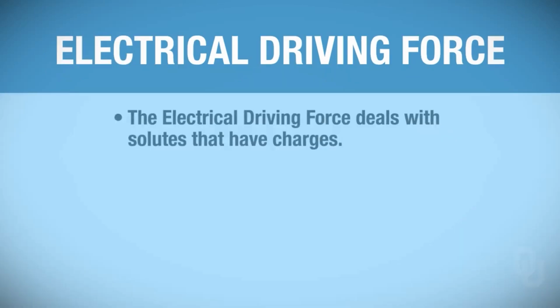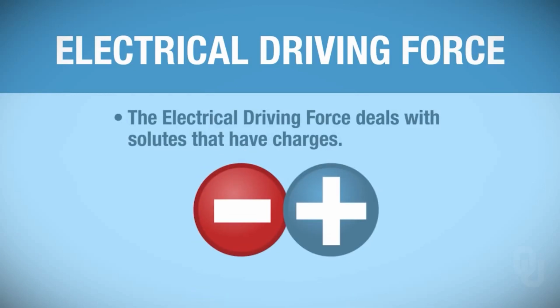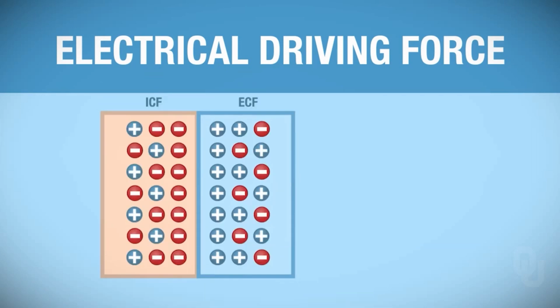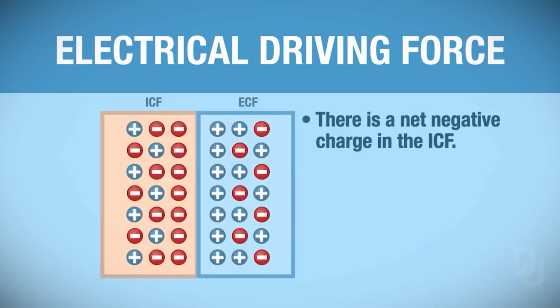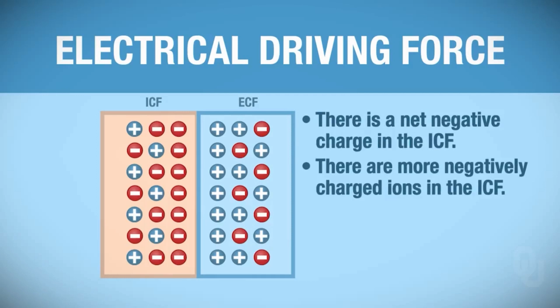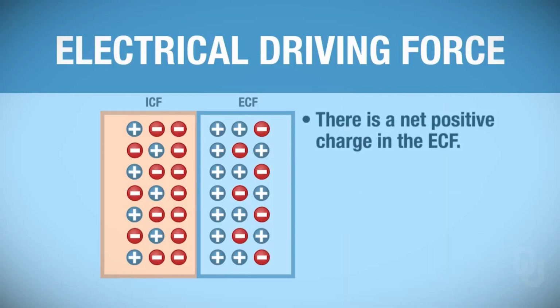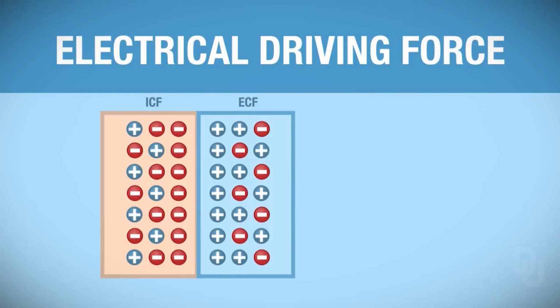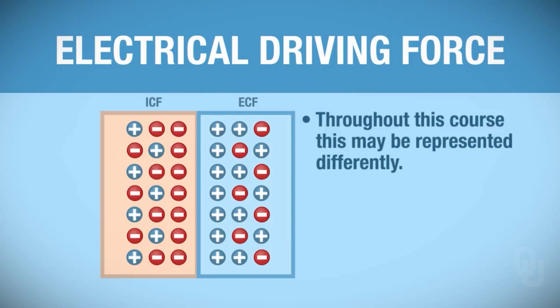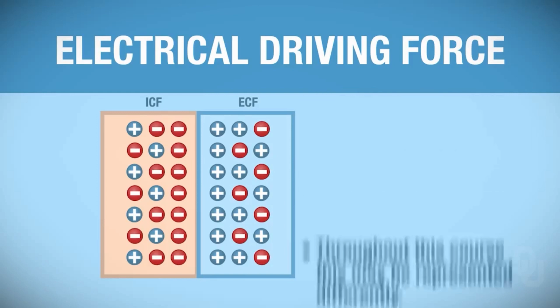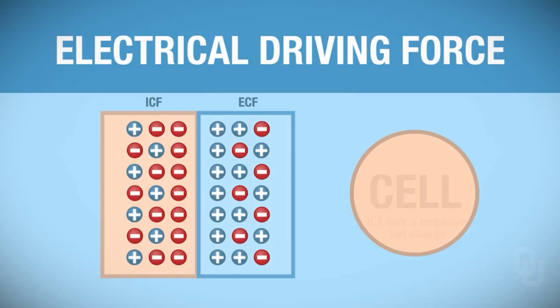Now we talk about the electrical driving force. The electrical driving force deals with solutes that have charges, so you have your negative and your positive. In the ICF, there is a negative charge, meaning you have more negatives inside the cell. There are more negatively charged ions in the ICF. For the ECF, there is a net positive charge. Throughout this topic or lecture, we will depict the cell something like this. So your ICF has a negative net charge. So the inside of the cell will be more negative.